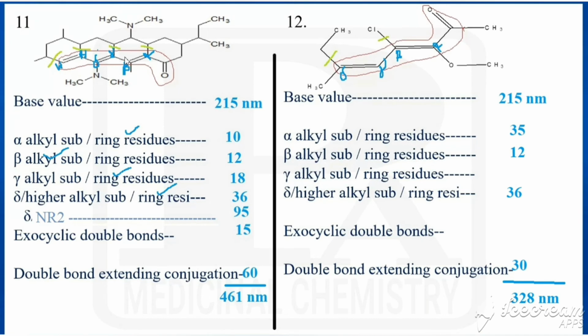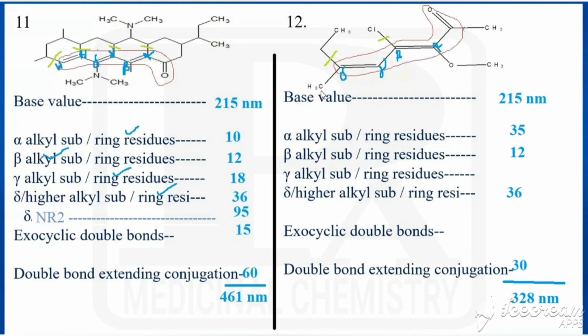Parent should have 1, other than that it is having 2 double bonds. That's why it is having 2 double bonds extending conjugation. So for one double bond extending conjugation, the value would be 30. For 2 it is 60. By adding all these values, we are getting the value 461. That would be the lambda max of this structure. Now come to the last one. So here this would be the parent.